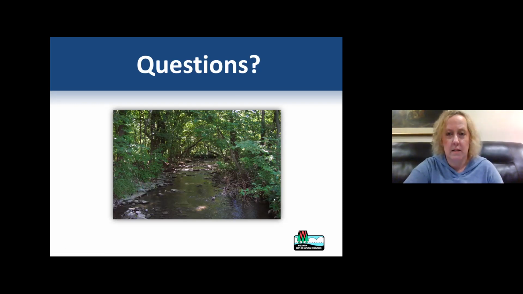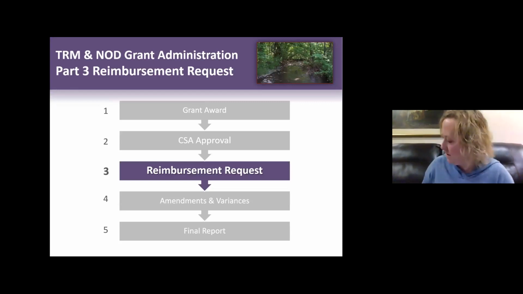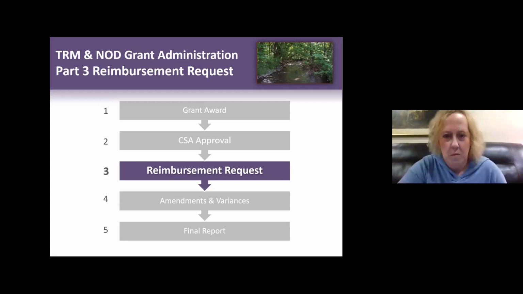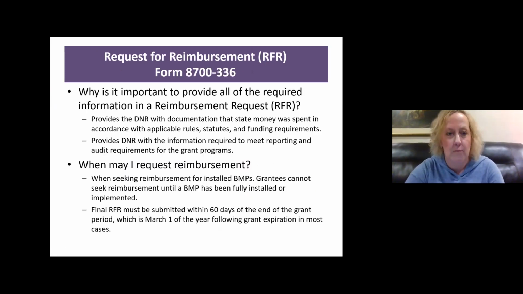All right, let's dive into the next section. Everybody's favorite section, the reimbursement request. This is probably the most important section of all. So again, we're going to walk through some of the procedures on how to fill out the reimbursement form, that's form 8700-336. We'll provide some examples and some helpful hints.